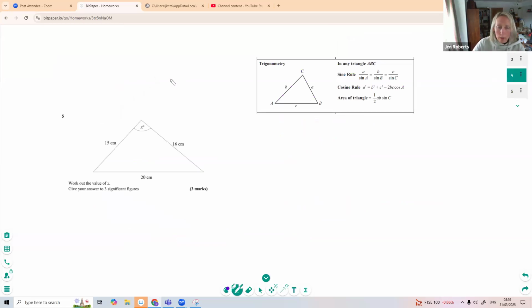Cosine rule for a missing angle. There's two different methods for this. You can either put everything in your formula and rearrange, or you can memorize the rearranged formula. So I will do both methods and you can decide which one you prefer. So method one is just put everything as it is into your formula and then rearrange. So my angle is big A. I'll do method one over here.